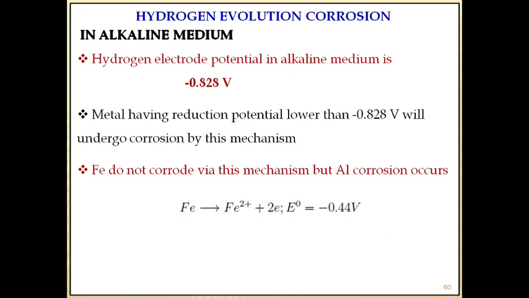The potential of iron is higher than that of hydrogen electrode potential in alkaline medium. Iron won't be acting as the anode and corrosion is not happening by hydrogen evolution mechanism in alkaline medium for iron.